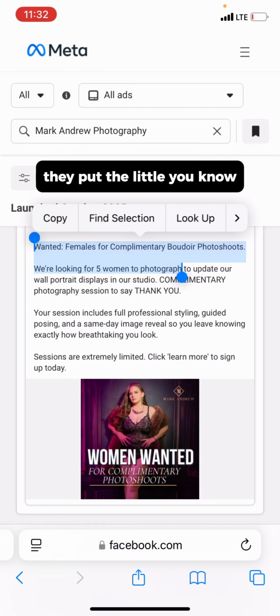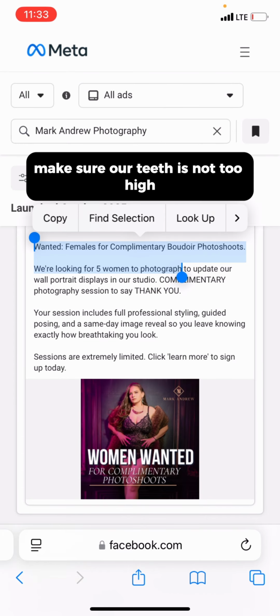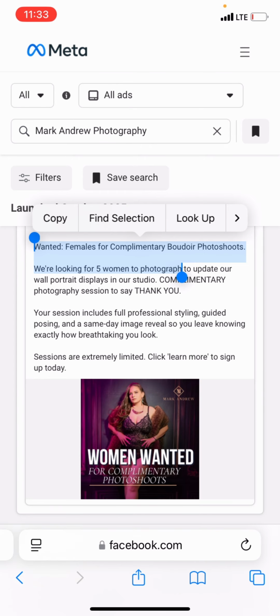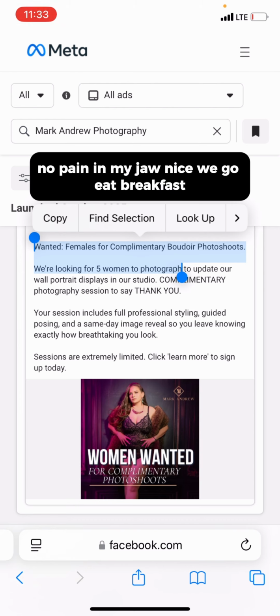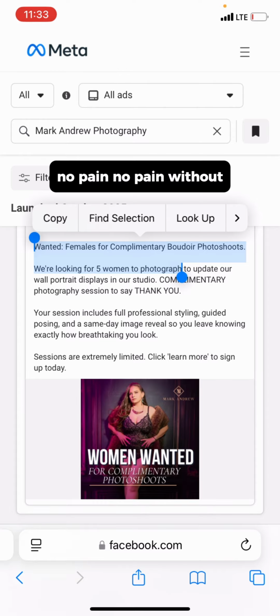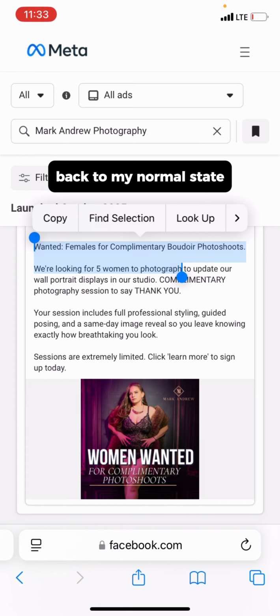So they clean it out. They put that liquid resin stuff in there, fill it in, put the UV pen on it, harden it. And then we do that bite paper, make sure our tooth's not too high. And they clean the rest of our teeth, our normal 6-month checkup deal. And we leave, and we're biting the air. Cool, no pain in my teeth, no pain in my jaw, nice. We go eat breakfast. No pain with any of the bites. Yes, awesome. Finally, back to normal. No pain, back to my normal state.